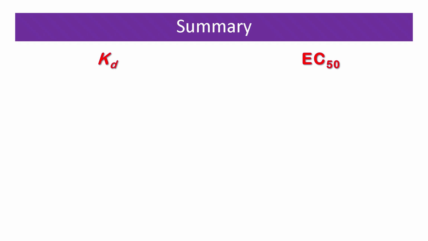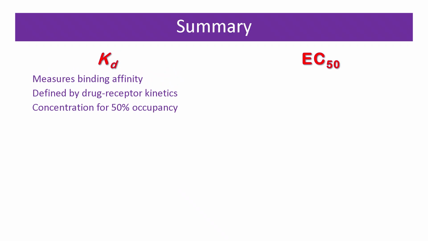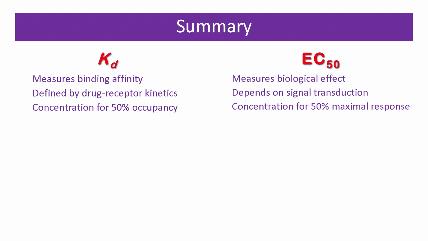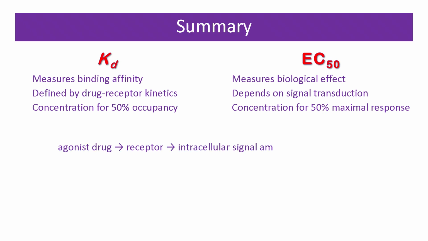To conclude, KD and EC50 are different because they measure different things. KD describes how tightly a drug binds to its receptor and reflects receptor occupancy. EC50 describes how much drug is needed to produce an effect and reflects the behaviour of the whole biological system. Between binding and response lies signal amplification.